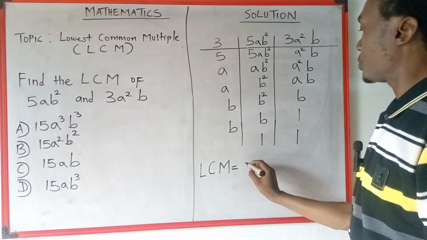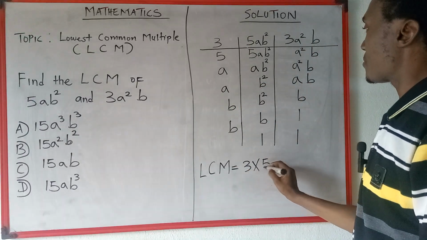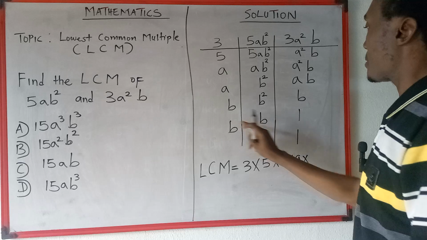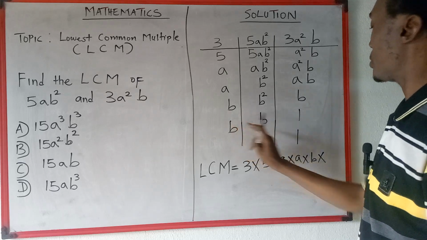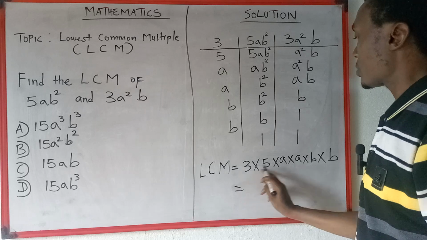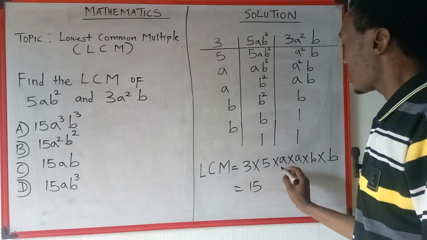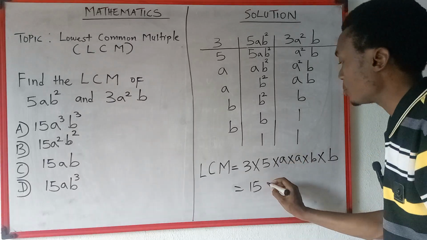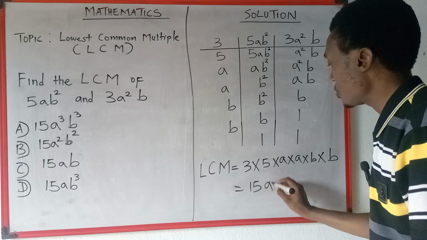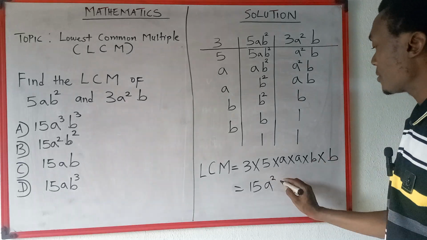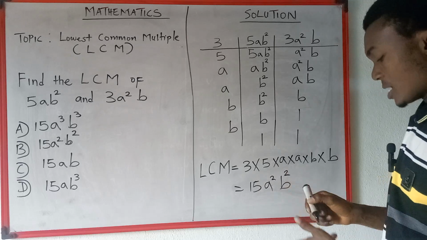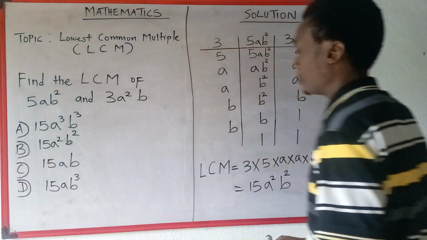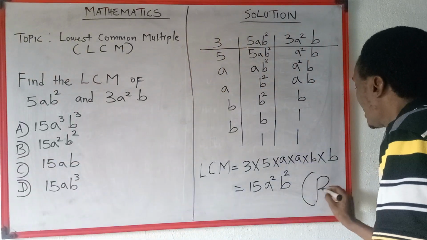equal to 3 times 5 times A times A times B times B. Okay, so let's go. 3 times 5 is 15. A times A will give us A square. Why? Because this A is appearing 2 times, making it have a power of 2. A square. Likewise B times B will have B square. And you go back to your option. And the answer is option B. So making B to be the answer.